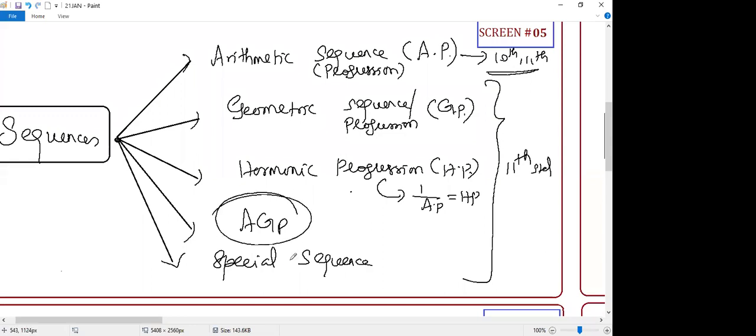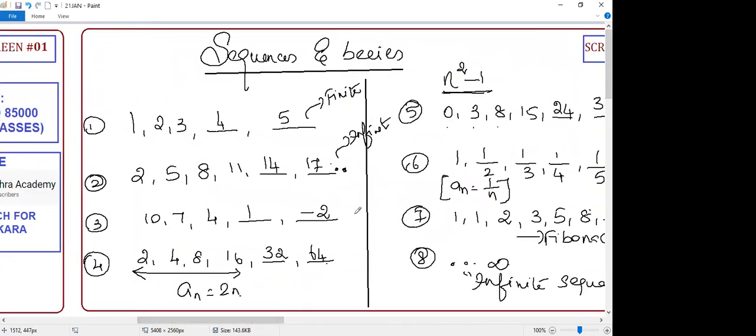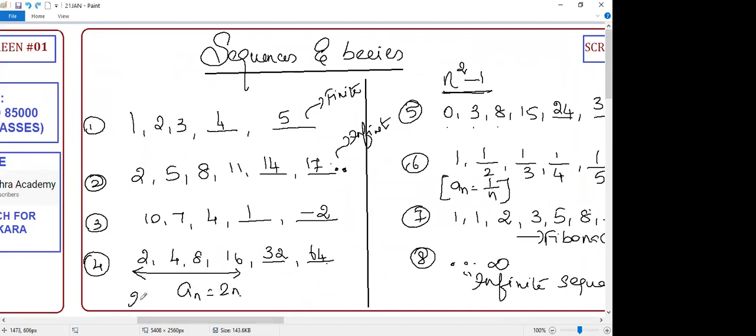What is AGP? It's a mixture of, or the product of, AP into GP. Even 12th students do not have a crystal clear idea. It's very simple. AGP means the product of AP and GP. You write some AP, you write some GP. If you multiply both, you will get AGP. Guys, this is AP, and this is GP. If you multiply these two, what is that? 7 into 4 is 28. 4 into 8 is 32. Guys, this is called AGP.